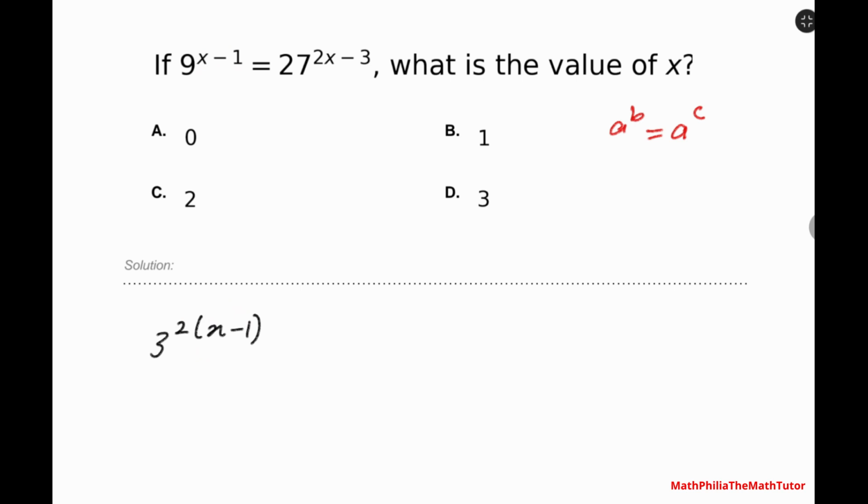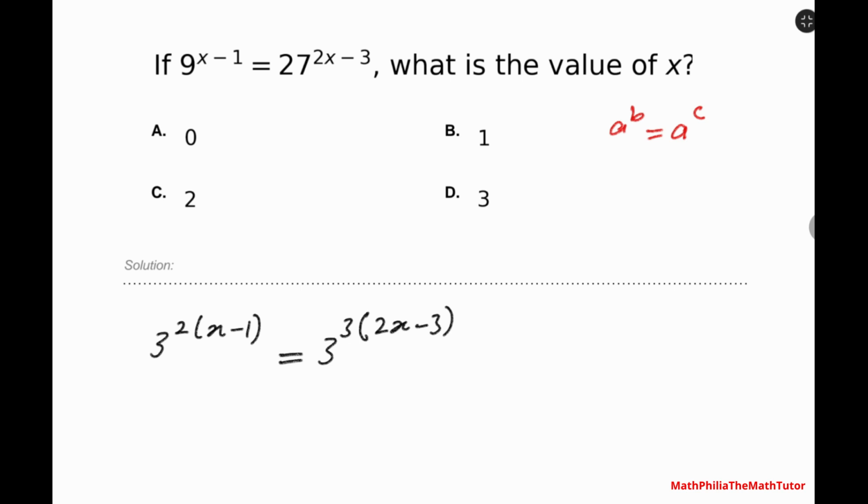Okay, let's continue. We have this is equal to, and this side of 27 can also be expressed in form of base 3. Well, 27 is what? 27 is 3 raised to the power of 3. Again, we have 2 terms there, so we have to open a bracket.